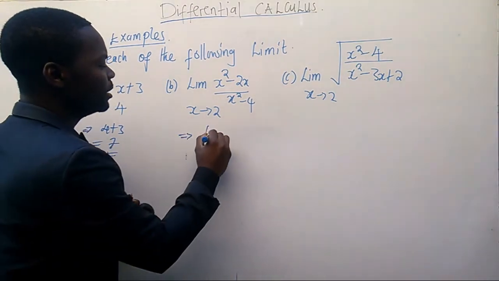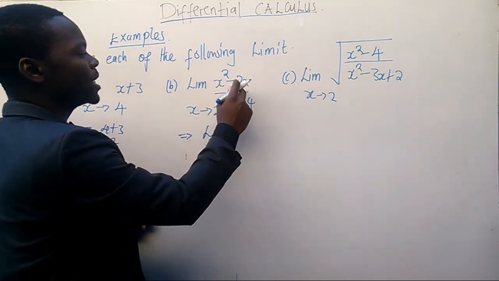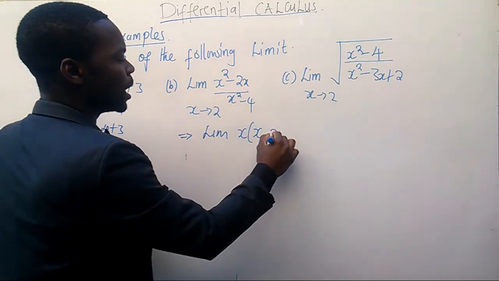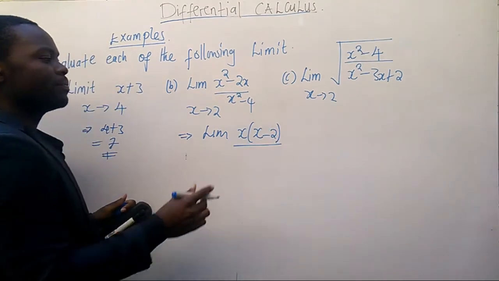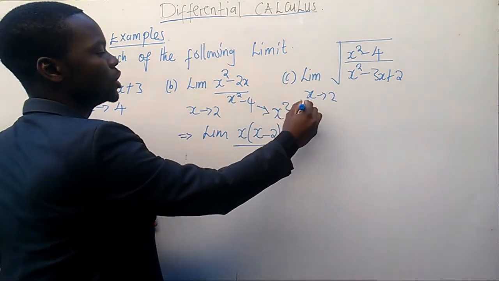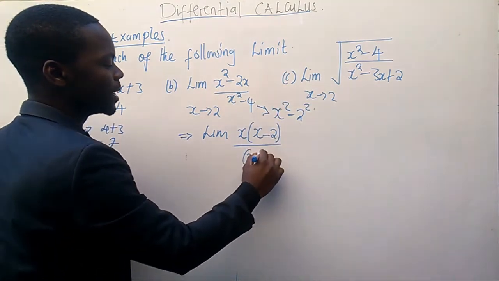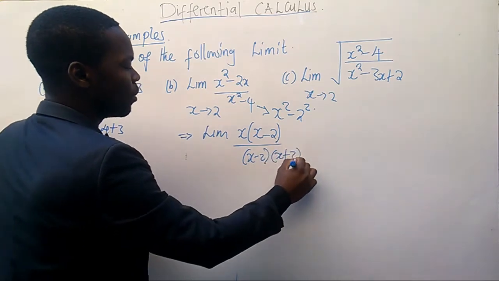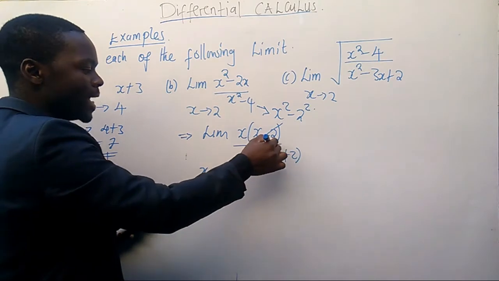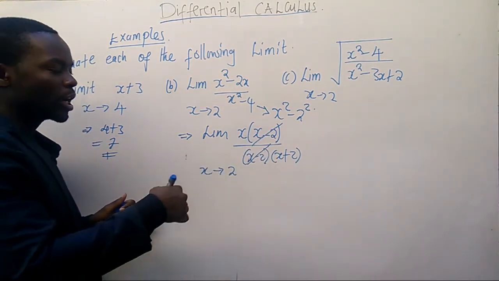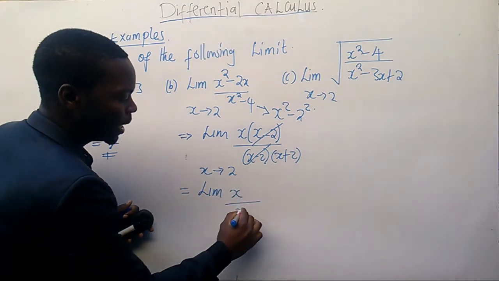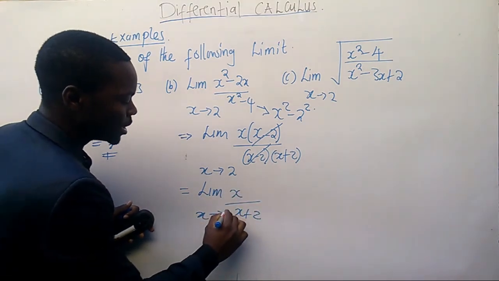So we have the limit. When you factorize the numerator, x is common. Everything is divided by x squared minus 4, which is a difference of two squares, the same as x squared minus 2 squared. So we are going to have x minus 2 times x plus 2, as x approaches 2. Since x minus 2 is a common factor, we cancel it out, and it is equal to the limit of x over x plus 2 as x approaches 2.